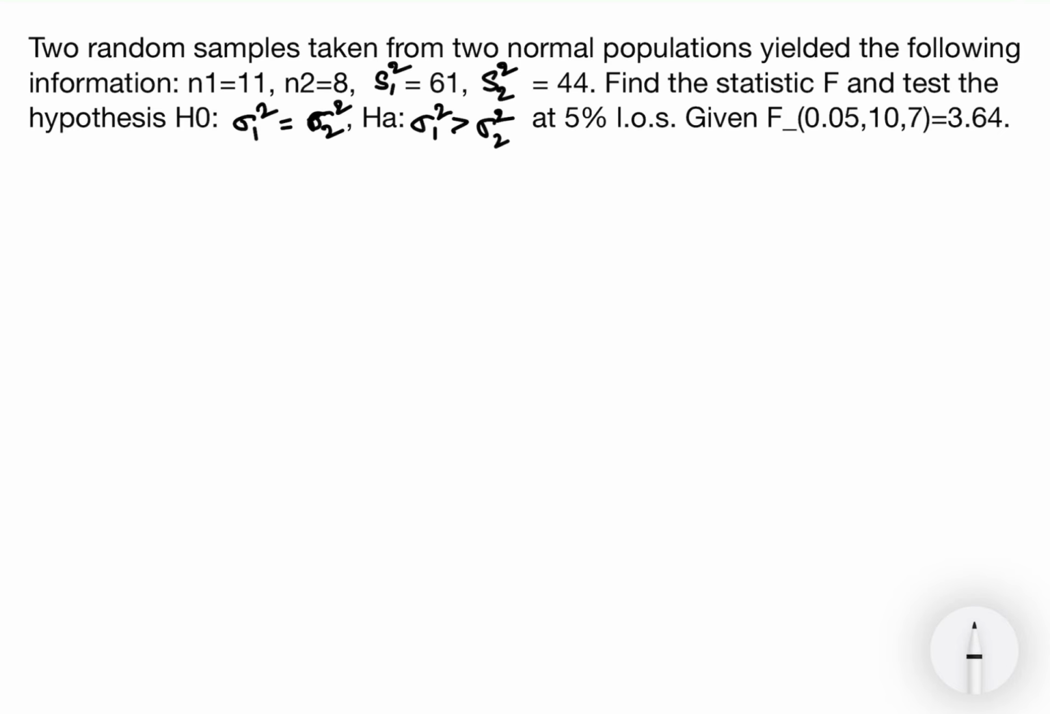The first problem reads, two random samples taken from two normal populations yielded the following information. N1 is 11, N2 is 8, S1 square is 61, S2 square is 44. Find the statistic F and test the hypothesis H0: sigma 1 square equals sigma 2 square against the alternate hypothesis sigma 1 square greater than sigma 2 square at 5% level of significance. Given F 0.05, 10, 7 equals 3.64.